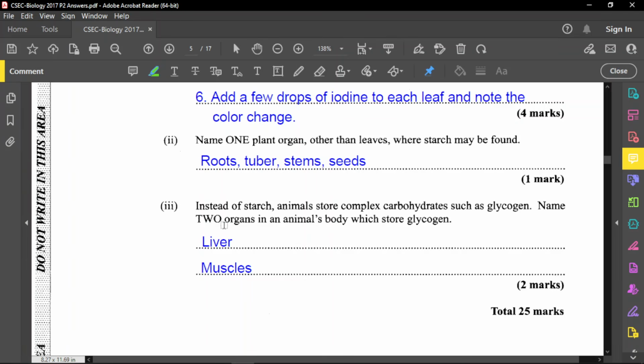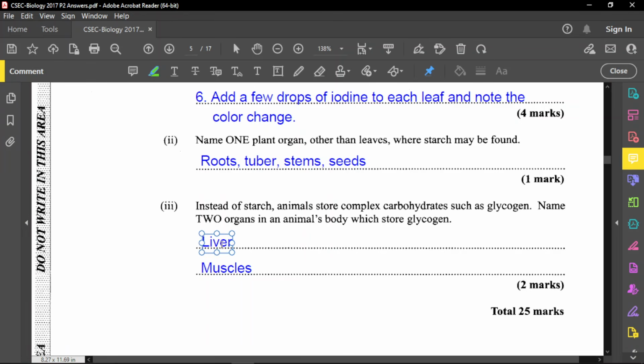All right, now the last question in the last section in this question is that instead of starch, animals store complex carbohydrates such as glycogen. Name 2 organs in an animal's body which store glycogen. And so let me just point out something real quick, is that plants store starch, but animals, they store glycogen as mentioned in this question. That's something you need to note as well.